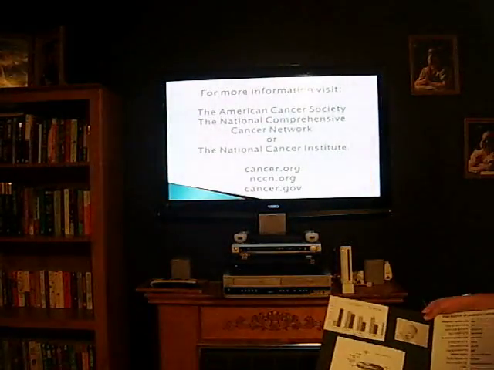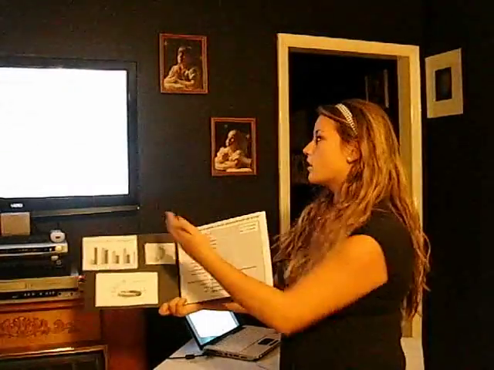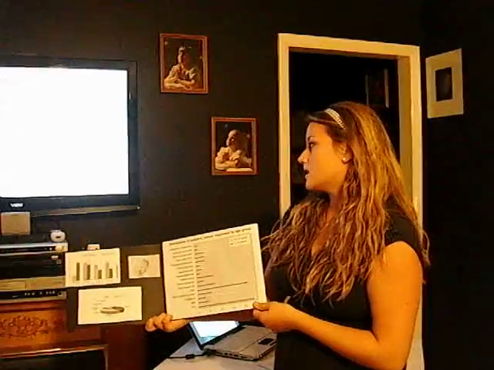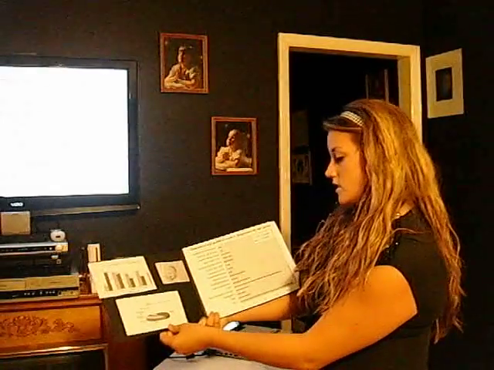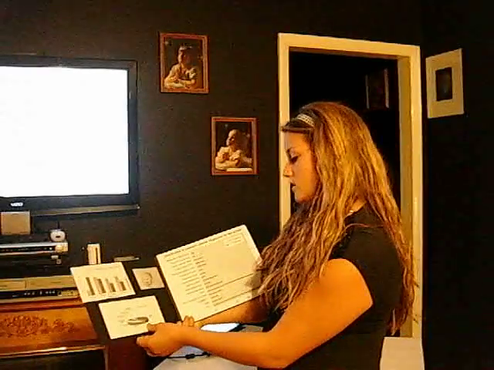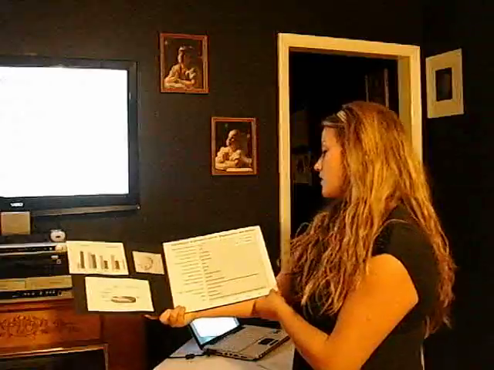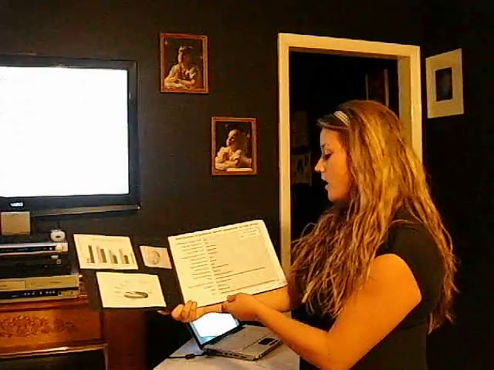Now we're going to look at some graphs or pie charts. These are available on all these websites up here: cancer.org, nccn.org, and cancer.gov. This one here is just describing the different types of cancer broken down into percentages. And this one is pediatric cancer diagnosed by the age group. As you see here, most pediatric cancer is diagnosed before the child is 5 years old.